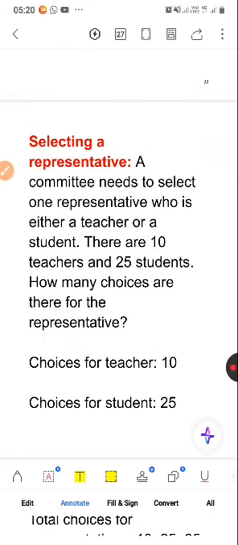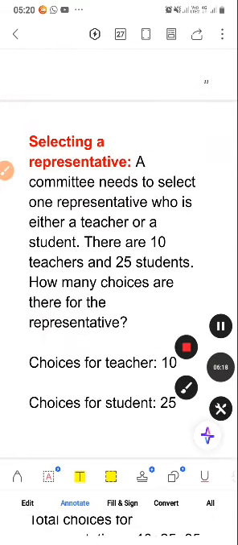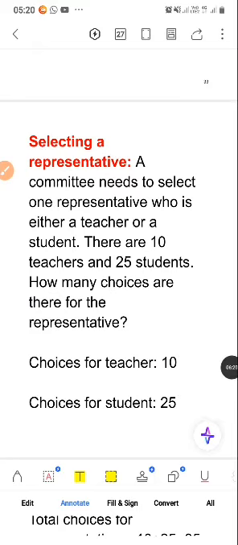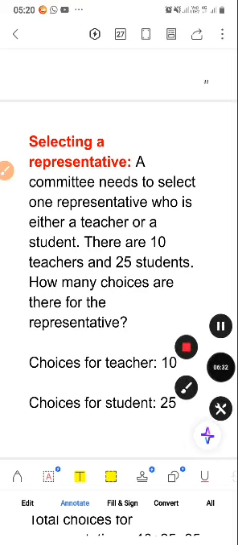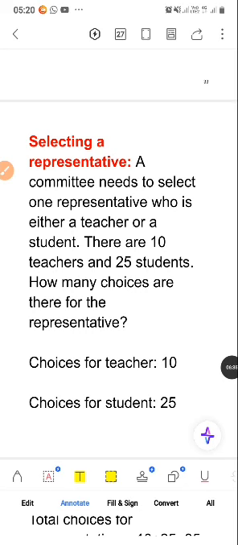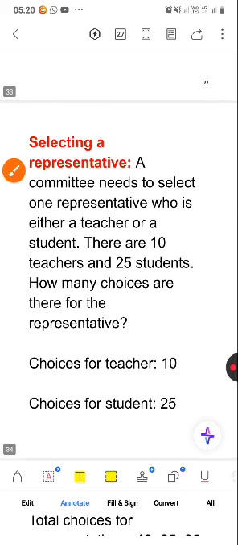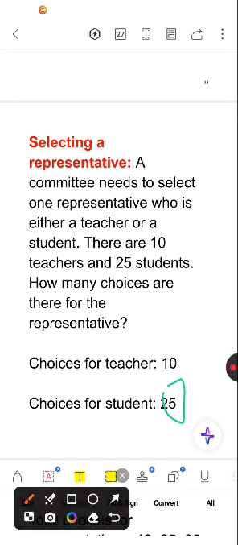Now let's take another example. We have a committee that needs to select one representative who is either a teacher or a student. The representative can either be a student or a teacher. If there are 10 teachers and 25 students, then selecting a student, there are 25 possibilities, and selecting a teacher, there are 10 possibilities.